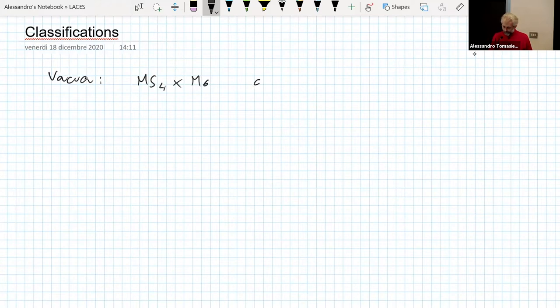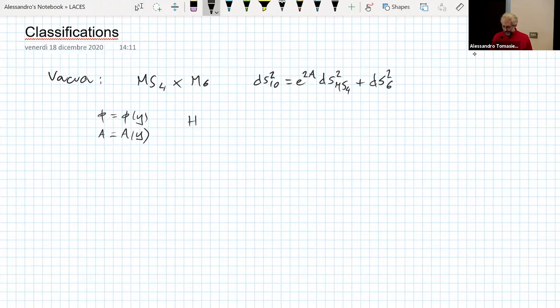The metric has this form, with the warping function A of the internal coordinates. And we saw that the dilaton is only a function of the internal coordinates, as is the warping function. H, the Neveu-Schwarz three-form, is purely internal. And then last time we saw the F-theory class, where there is also a Ramond-Ramond one-form, and in that case it had to be purely internal too.